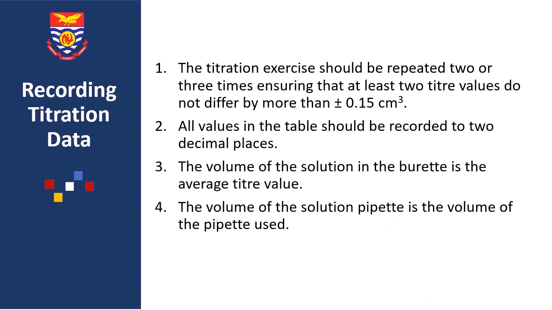The volume of the solution in the pipette is the volume of the pipette used. So when you pick the pipette, its volume indicates the volume that you are going to pipette. For instance, if you pick a 25 cm cubed pipette, then the volume that you are going to pipette is that 25 cm cubed that you picked. You don't pick a 25 cm cube pipette and then you pipette 15.